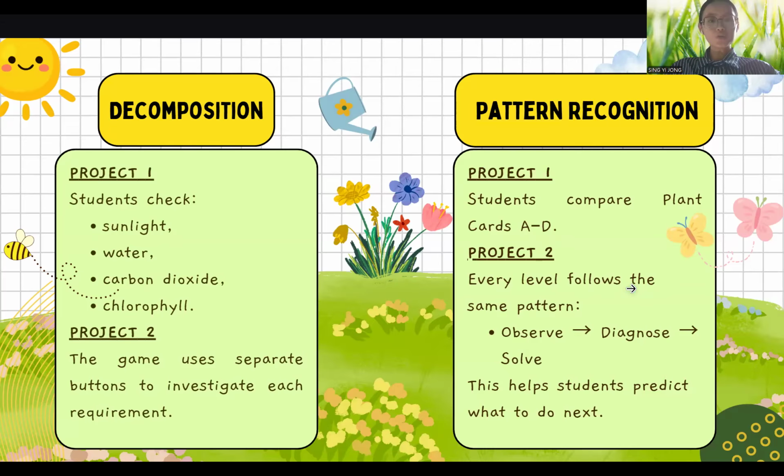Moving on to pattern recognition, which means finding similarities and repeated relationships. In Project 1, students compare playing cards A to D side by side. In Project 2, every label follows the same pattern of observe, diagnose, and solve. Once students recognize this repeating pattern, they can predict what to do next in any level without needing new instruction each time.